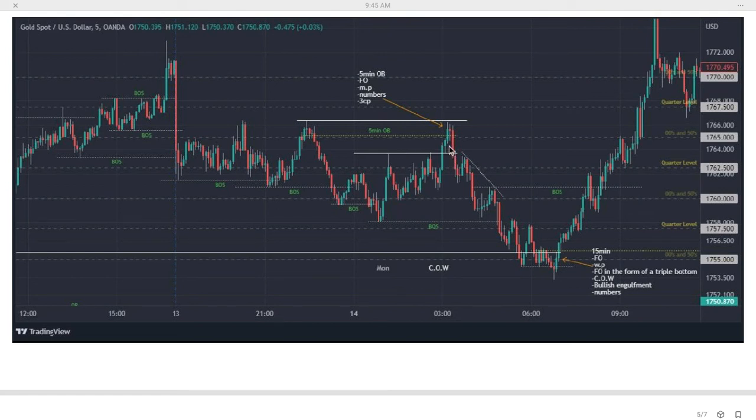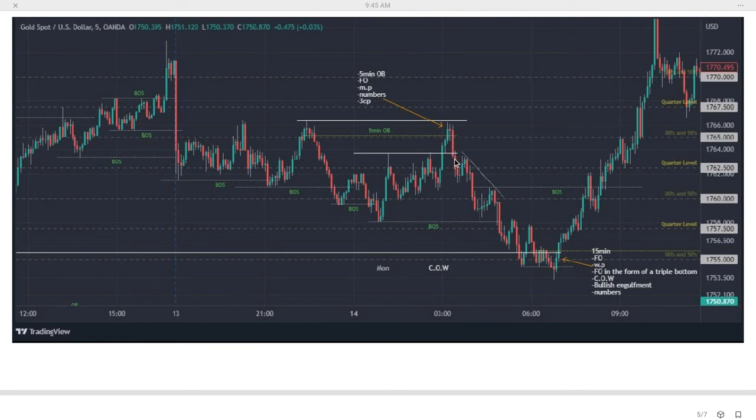So here we see price at the 5-minute order block, and it creates a fake out. And with every fake out, we have an M pattern. So those are 3 confirmations. Price is reacting off of the 1765 price level, also known as the 50s level. That's our fourth confirmation, and you can see that price here has formed a 3CP, which is a three candle pattern. Some of you would know this as the evening star pattern or the morning star pattern.